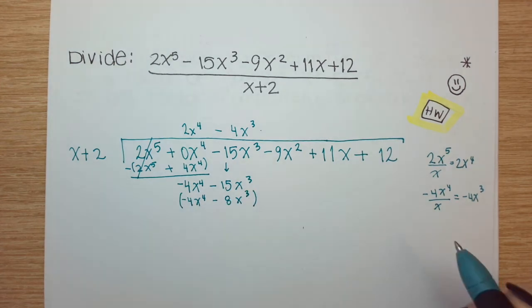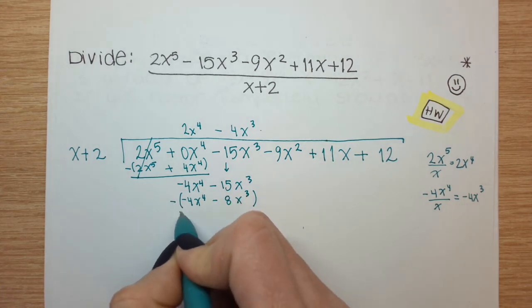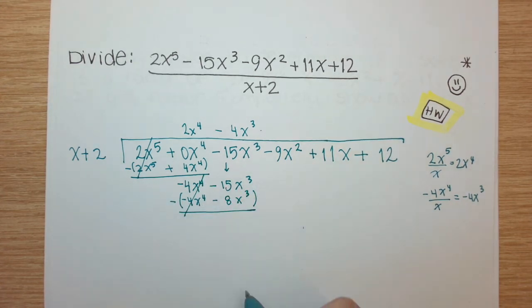Sorry about the loud bell. Parentheses, minus sign, underline, cancel.